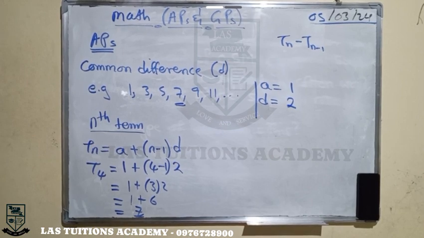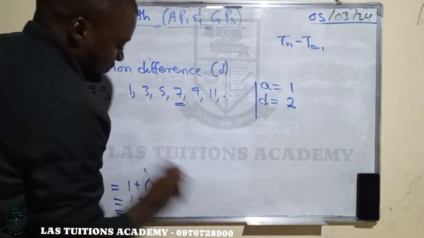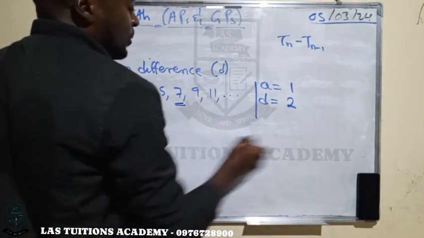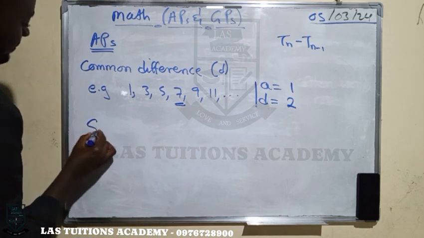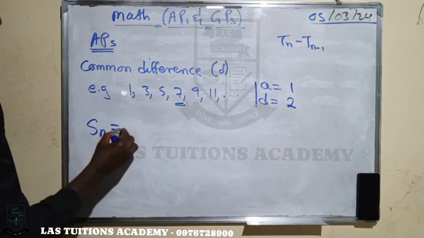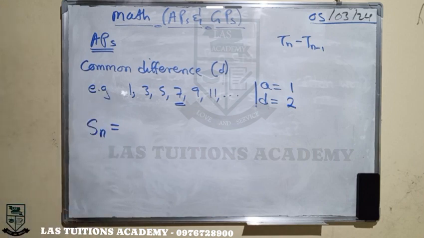Okay, so can we move forward? Okay. So the first thing you need to know how to work out is the nth term. You need to know how to find the nth term, either in AP or in GP. Now the next thing you need to find is the sum to the nth term. AP has got its own formula, GP has got its own formula.